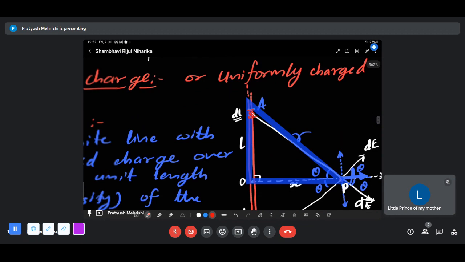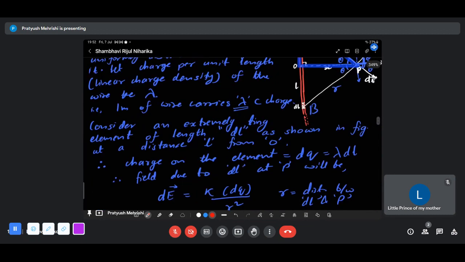Now this dl is the element of wire. It must be containing some charge. Let the charge on the element be dq. dq is a small element of charge. Now what is the dq charge? We know that 1 meter is having lambda coulomb. Then dl meters will be having how much charge? dl into lambda. Lambda dl coulomb of charge it is having. Got it now? Sir, got it.